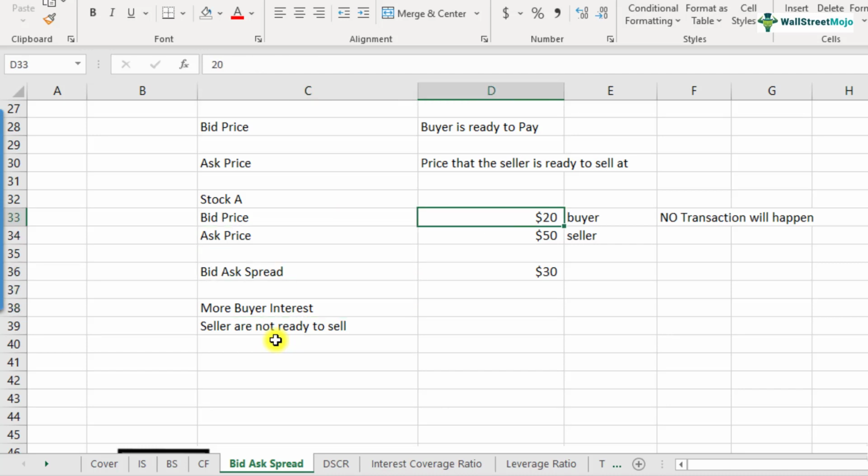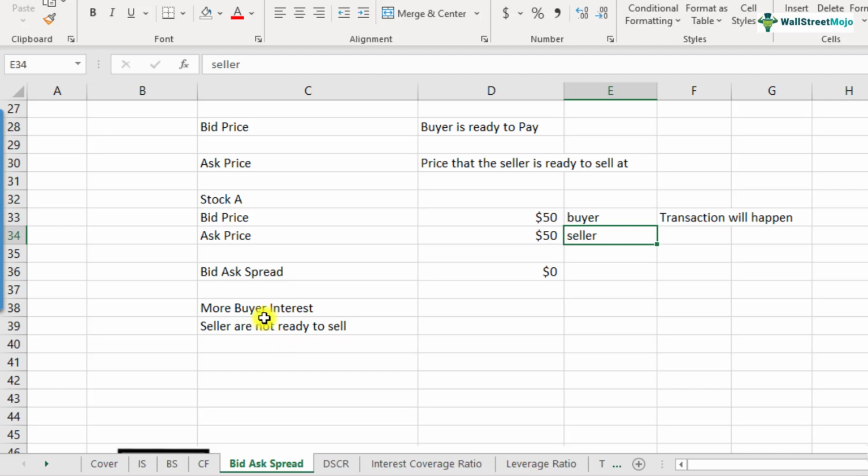So they might bid at 30, to start with, and then again look at whether the seller is ready to sell. If there are very limited sellers and they don't want to sell at all, then the buyers will have to increase the bid price again and again if they really want to buy the stock. So at the end of the day, the final transaction might happen at a price which is the ask price. The transaction will happen, but by virtue of this transaction the stock prices have increased. This happens because of higher buyer interest, and sellers are not ready to sell at all.